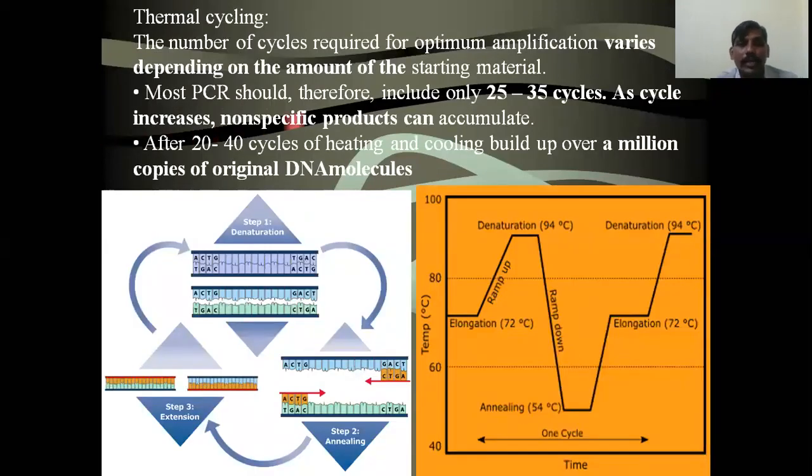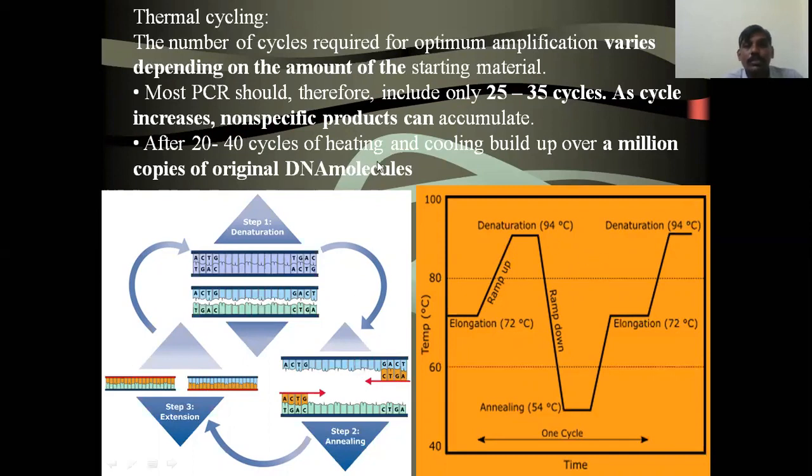The PCR mechanism is based on thermal cycling. That means the number of cycles required for optimum amplification varies depending on the amount of starting material. Normally in the PCR mechanism, 25 to 35 cycles are operated, and if the cycle number or amplicon size increases, or template DNA size increases, non-specific products can accumulate. So that's why the tiny DNA molecule contains nearly 50 kilobase pairs.